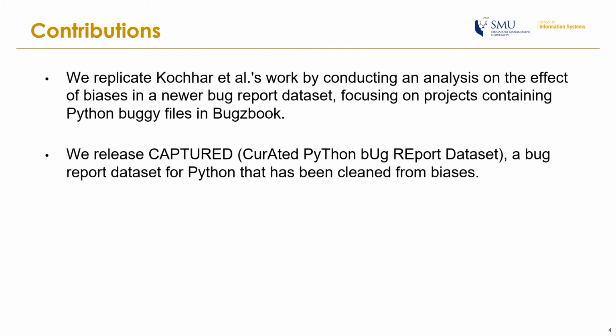In summary, our contributions are as follows. We replicate Kochhar et al.'s work by conducting an analysis on the effect of biases in a newer bug report dataset, focusing on projects containing Python buggy files in BugsInPy. We use Python as it is one of the most popular programming languages based on recent surveys and rankings. Contrary to its popularity, research and study on localizing bugs in Python files are fairly limited. We also release a bug report dataset for Python that has been cleaned from biases.